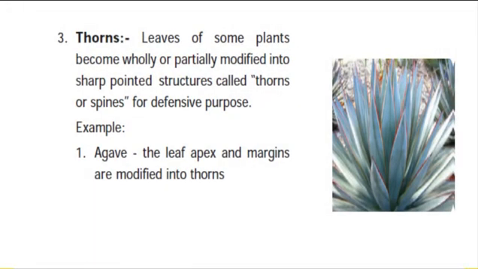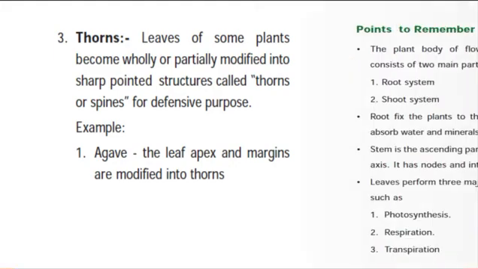Third one is thorns. Leaves of some plants became wholly or partially modified into sharp pointed structures called thorns or spines for defensive purpose. Example, agave. The leaf apex and margins are modified into thorns.